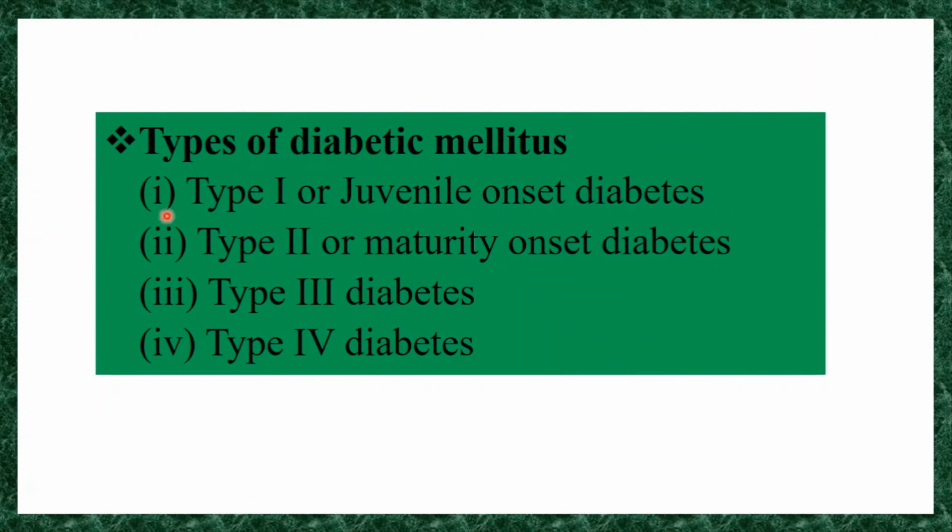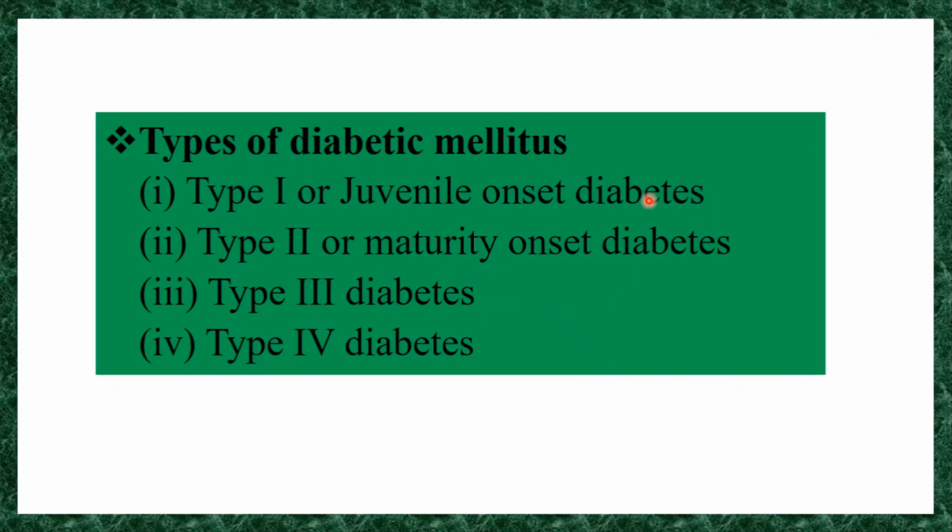Then the next point is types of diabetes mellitus. So diabetes mellitus has four types. We'll see them one by one in detail. Type 1 diabetes, which is also called juvenile onset diabetes.